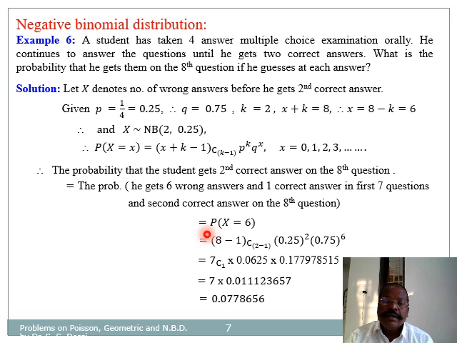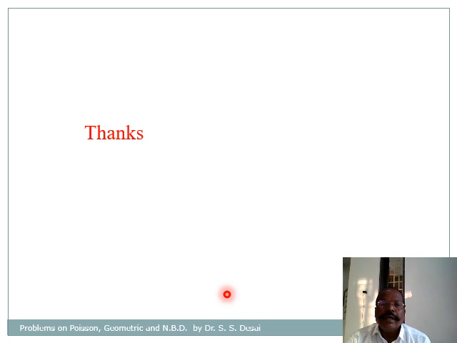So that means it is equal to the probability that x is equal to 6, and by substituting x is equal to 6 in the above equation, p is equal to 0.25 and q is equal to 0.75, the equation for probability becomes 8 minus 1 C 2 minus 1, 0.25 raised to 2, 0.75 raised to 6, and after simplification it gives the final probability 0.07786.